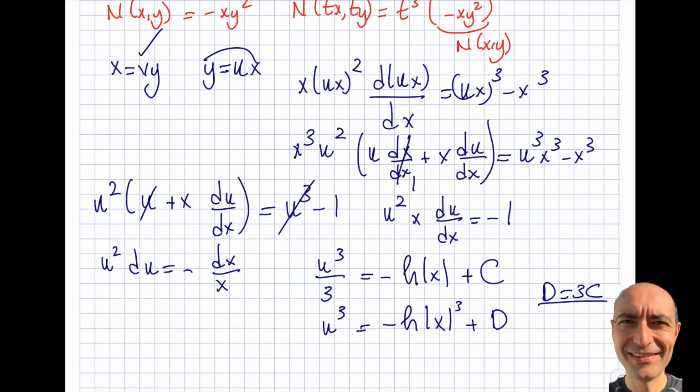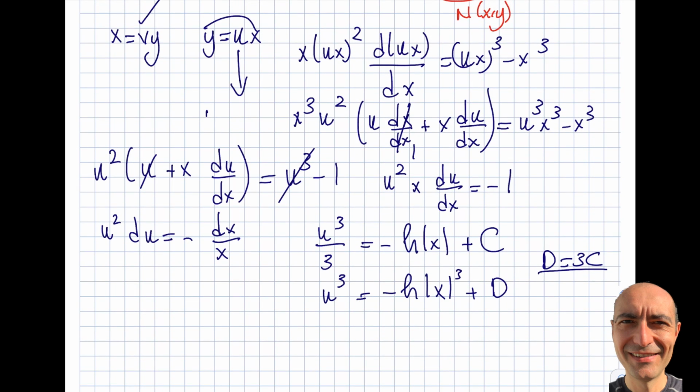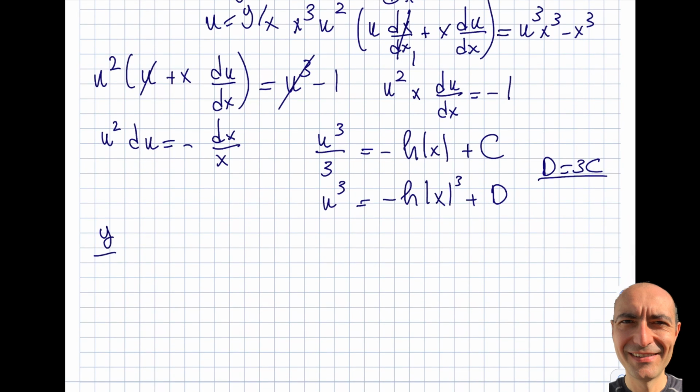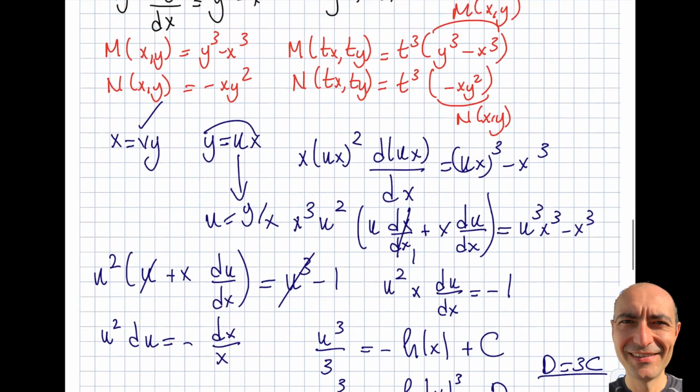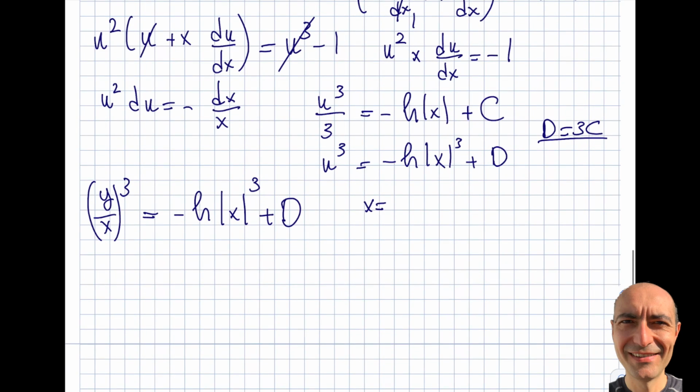At this point I go back and insert what my u was. If I go up here, you can see that my u is equal to y over x. So that's (y over x) to the power of 3, equal to minus ln x cubed plus d. If you want, you can put this minus to the top, but I don't need to. Let me find out what this d is. Why am I doing that? Because I'm asking for the particular solution. If I go up into the question itself, you can see that y(1) is equal to 2, so x is equal to 1 and y is equal to 2.